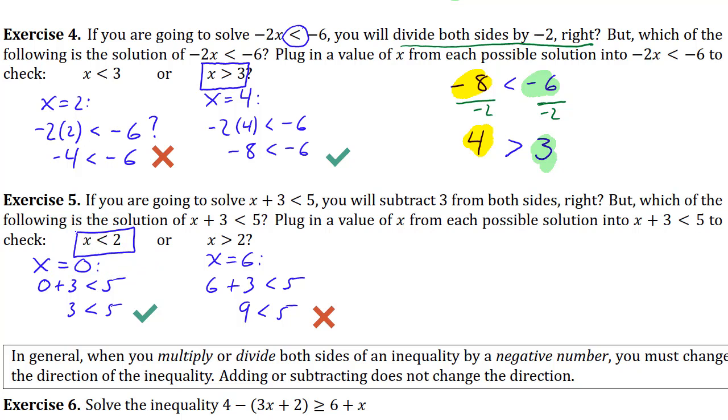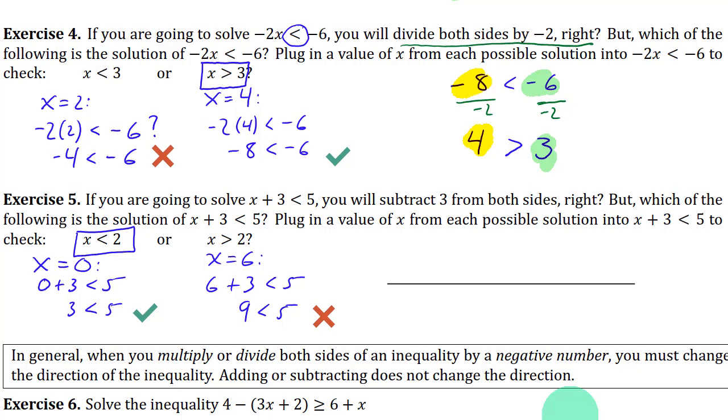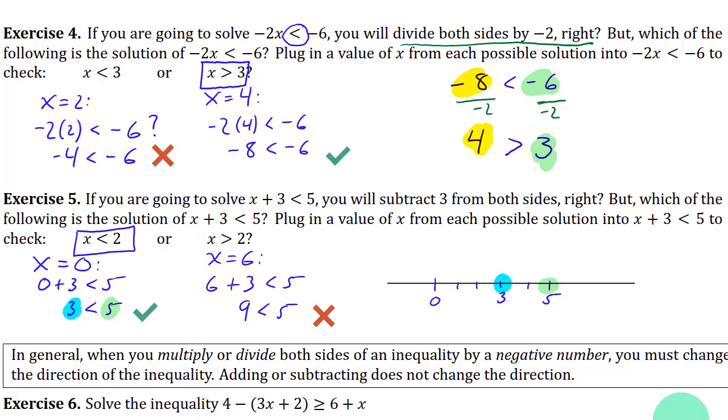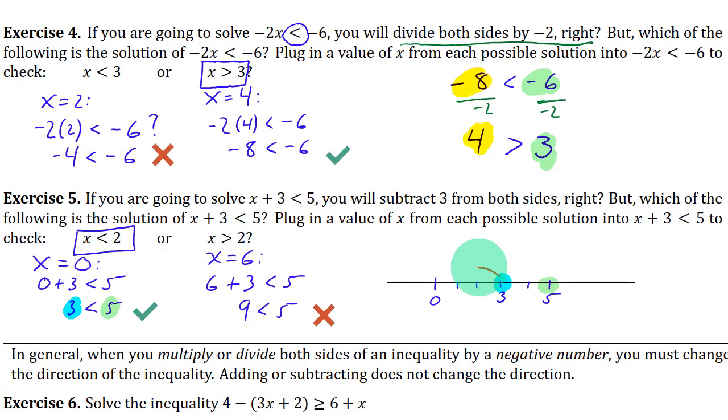So subtracting 3, that operation, if we're going to draw a picture of this, let's say we have 3 and 5. There's the color I wanted. Okay, so there's 3 and 5 in the right order. If you were going to subtract 3 from both of these, it would move them to the left by 3.